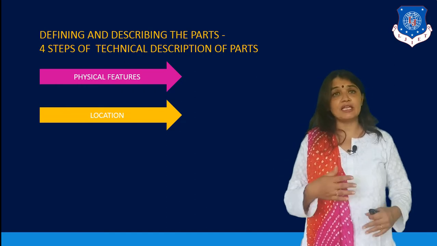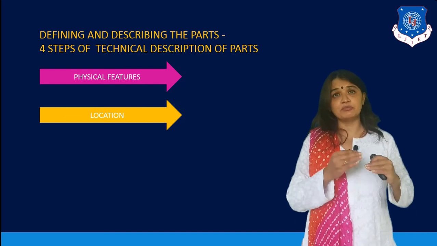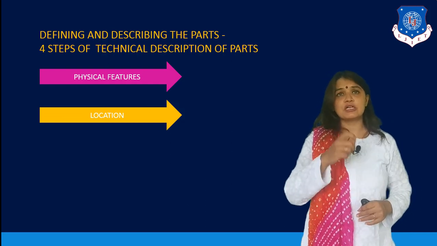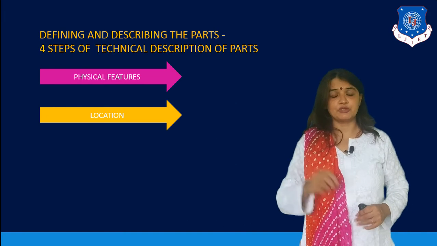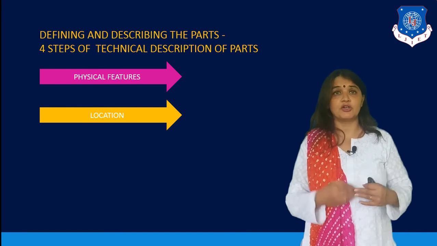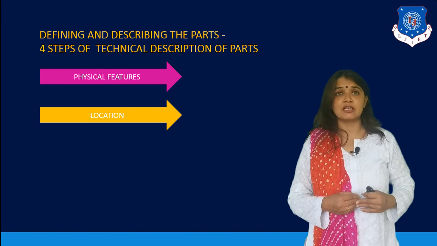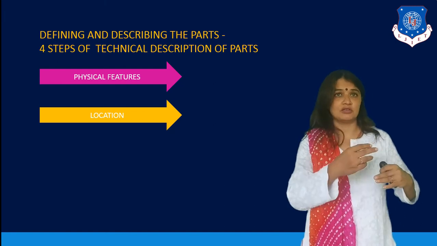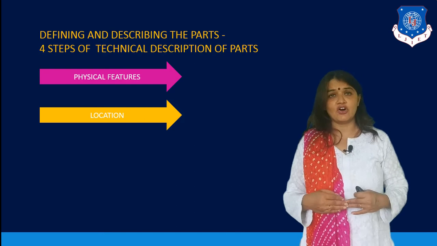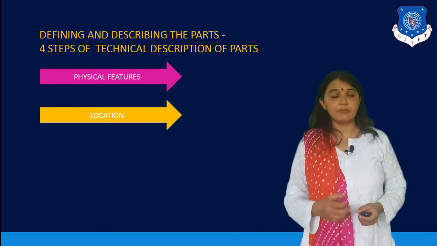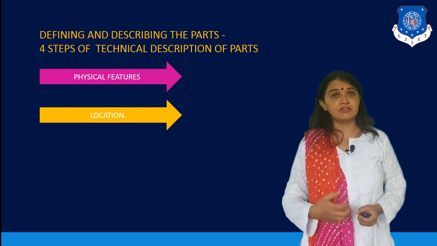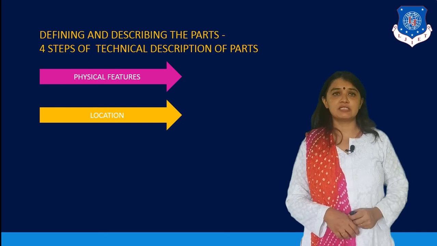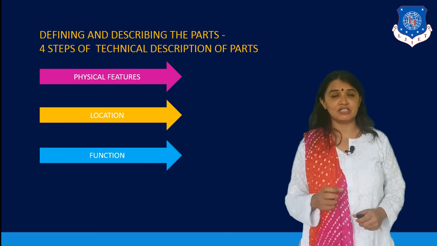And then you can even add the reference of something which you have already discussed previously. For example, you discussed about part 1 and its description, and you were talking about part 2. So in the part 2 you can say that this particular tool is located just above part 1, or it is fitted on the side of part 1. So with the help of a reference you can give the idea about the location of the part of the machine. Now the third step of technical description is the function.